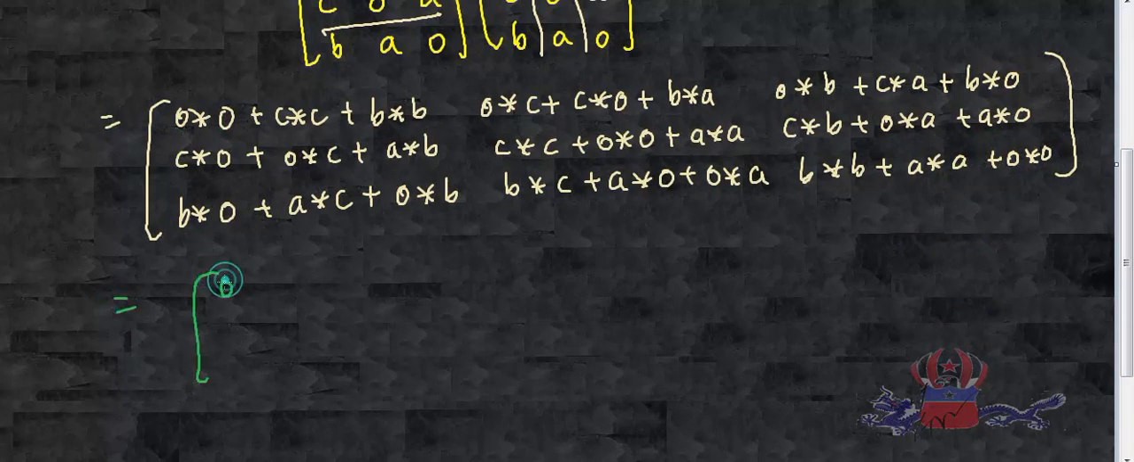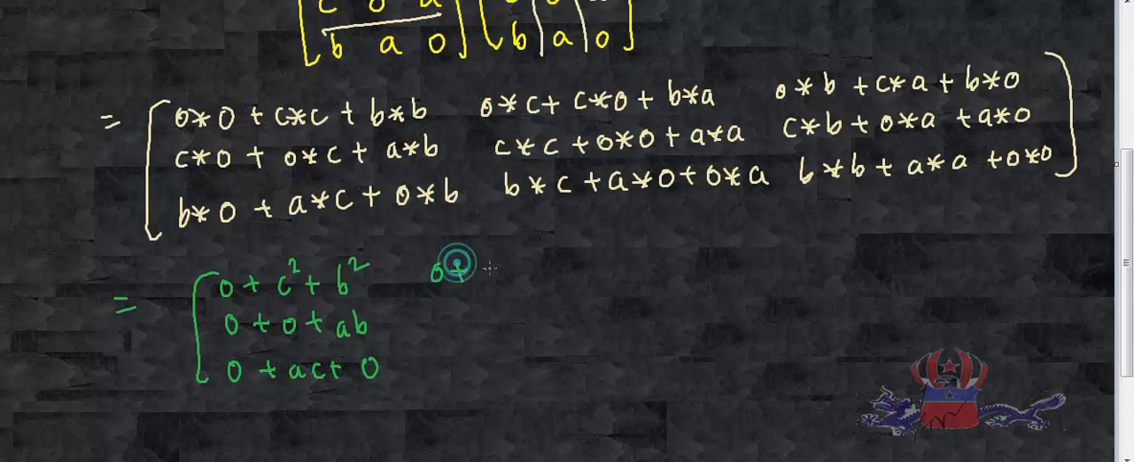0 times 0 would give me 0, C times C would give me C squared, B times B would give me B squared, C times 0 would give me 0, 0 times C would give me 0, A times B would give me AB, B times 0 is 0, A times C is AC, plus 0 times B is 0. 0 times C is 0, C times 0 is 0, B times A is BA. C times C is C squared, 0 times 0 is 0, A times A is A squared, B times C is BC, A times 0 is 0, 0 times A is 0.